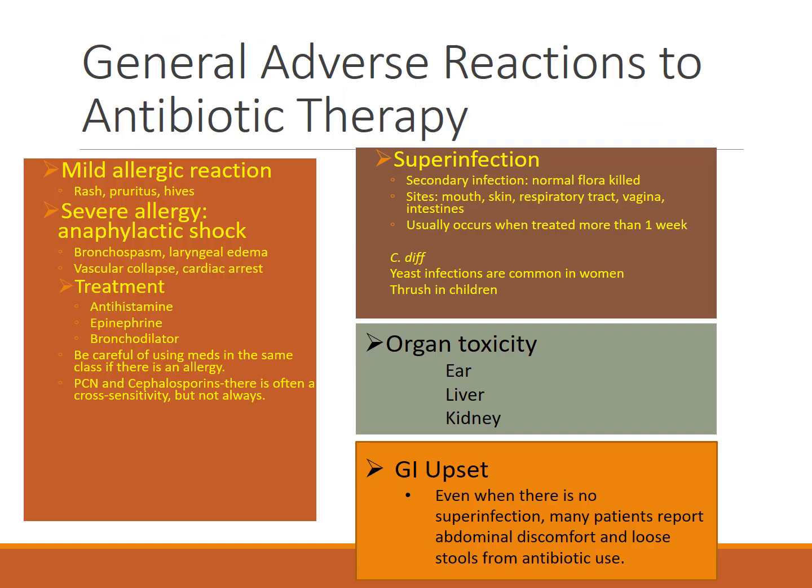Okay, so general adverse reactions to antibiotic therapy. A mild allergic reaction would include a rash or pruritus or hives, itch. Severe allergy includes anaphylaxis, which we know includes bronchospasm, laryngeal edema, vascular collapse, cardiac arrest. Treatment is an antihistamine. If they're having anaphylaxis, they're going to get epinephrine and a bronchodilator.